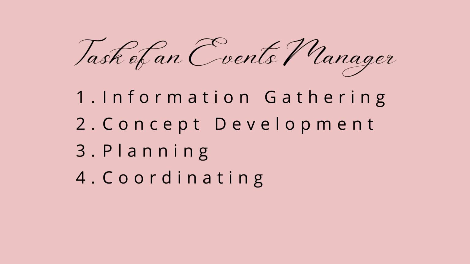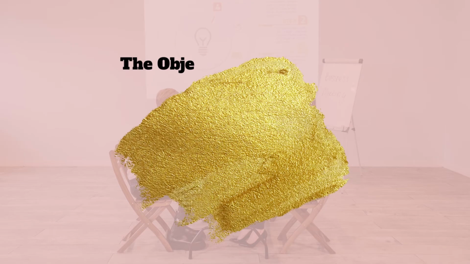Number two is concept development. We can also think of the program, the flow of the program for the event, and what the theme will be. This leads us to number three, planning, wherein it's the important task of the event manager to plan ahead and coordinate, for number four, with the team on how to deliver all of the tasks that must be performed for the event.